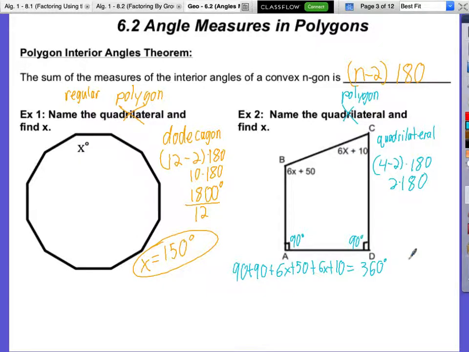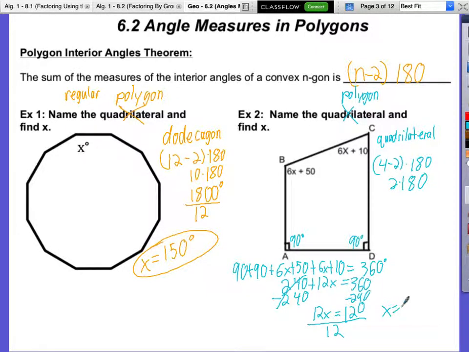So what would we do? Josie? Add like terms. What are some like terms you can combine? 90, 90, 50, and 10. So it'd be 240. Very good. And then you add up the 2 x's. 6x plus 6x is 12x. Then you subtract the 240 from each side, and then you divide by 12, and you get your answer.